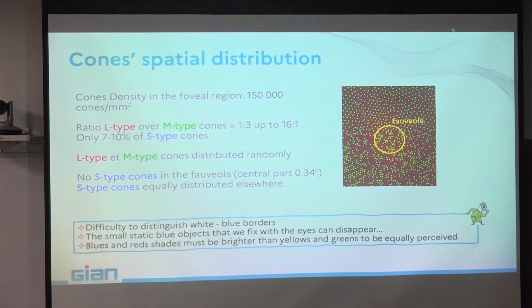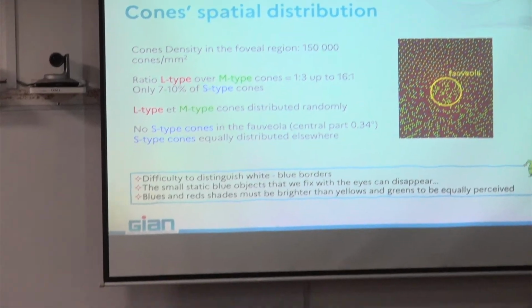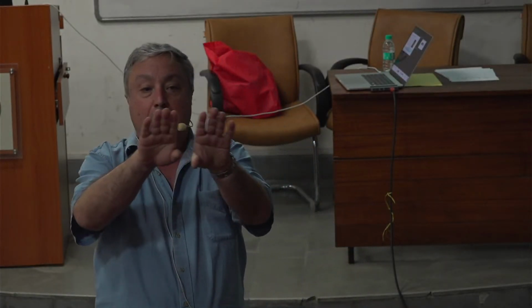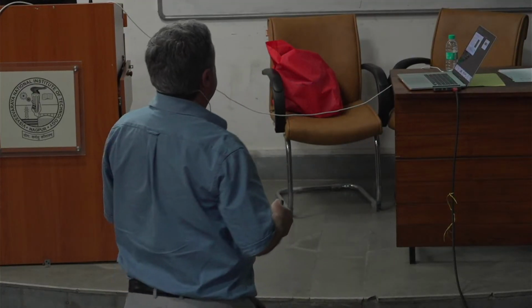And that means if you have a very small detail in blue, right in front of your eyes, it will become invisible. And the fact also that there are many fewer blue cones inside the fovea than green and red. The green are the most numerous. The limits between white and blue are fuzzy. You cannot see the real limit between those two colors.